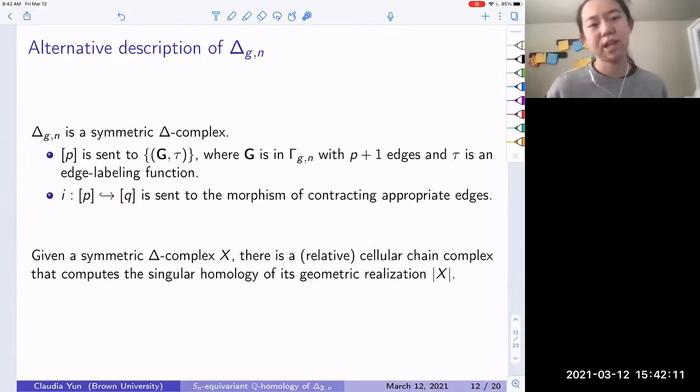The upshot of giving this alternative description is that there is a cellular chain complex associated to every symmetric delta complex that computes the singular homology of its geometric realization. And so now we actually have a tool in our hands where we can enumerate, for example, the generators, look at the chain groups, and actually compute the homology.